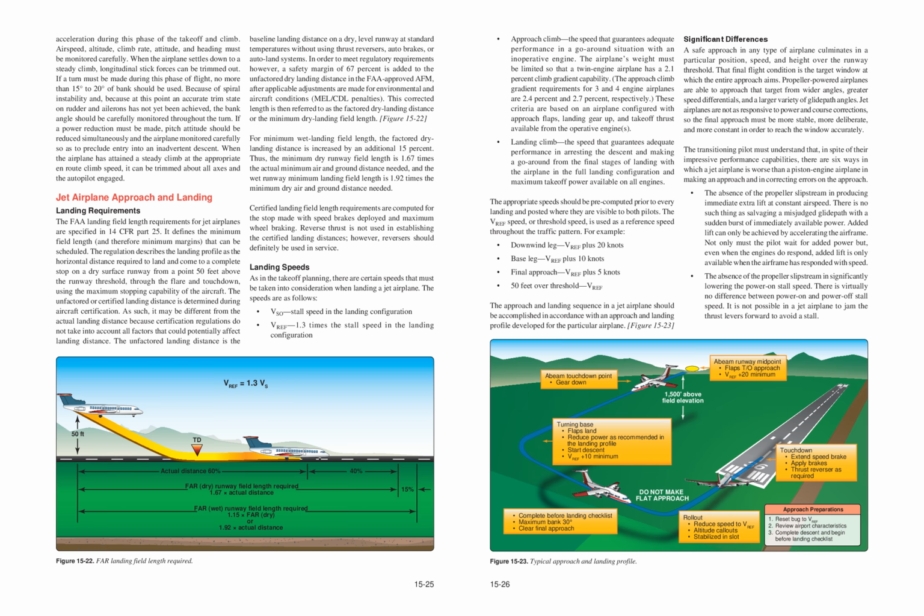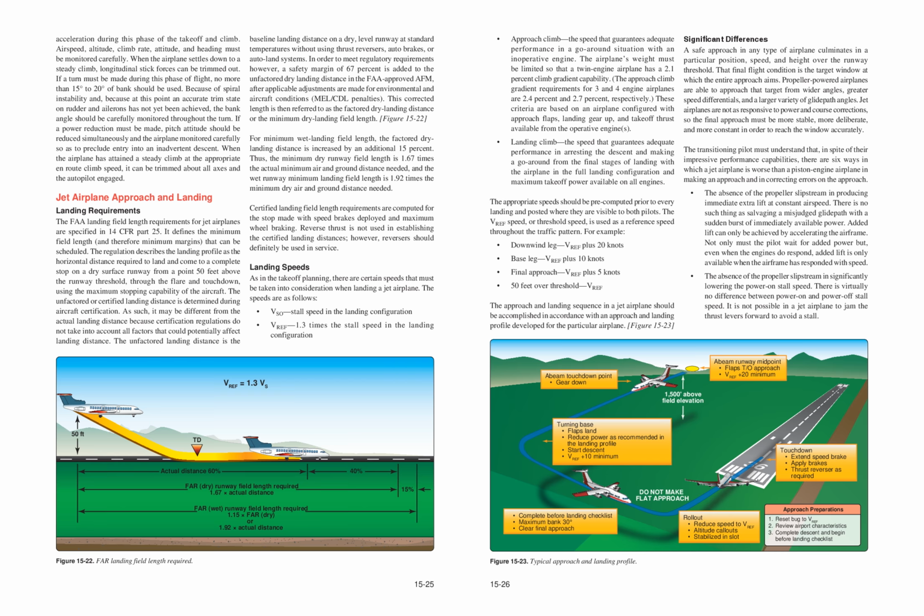If a turn must be made during this phase of flight, no more than 15 degrees to 20 degrees of bank should be used. Because of spiral instability and, because at this point an accurate trim state on rudder and ailerons has not yet been achieved, the bank angle should be carefully monitored throughout the turn.